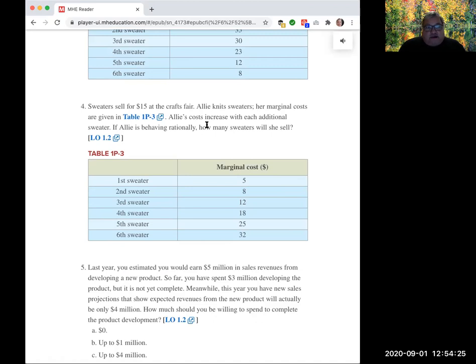And Allie knits these sweaters, and her marginal costs, as you can see, are on an increasing basis. Her first sweater costs her $5 worth of her time and effort and materials to make. The second sweater by itself costs $8, meaning that if she had to take 2 sweaters to the fair, that would cost her $13. If she had to take 3 sweaters to the fair, there would be an additional $12 cost to that third sweater.